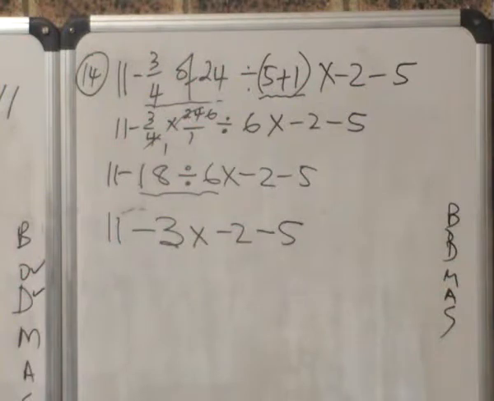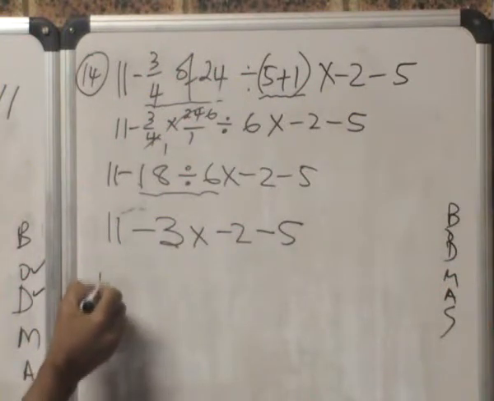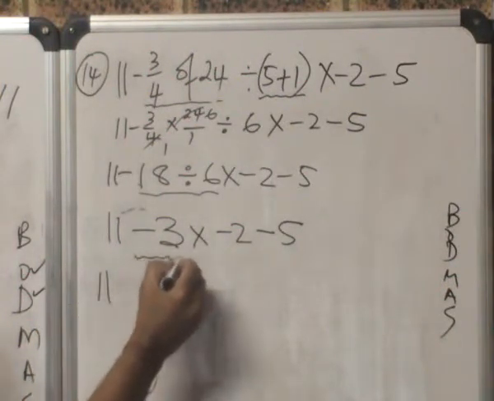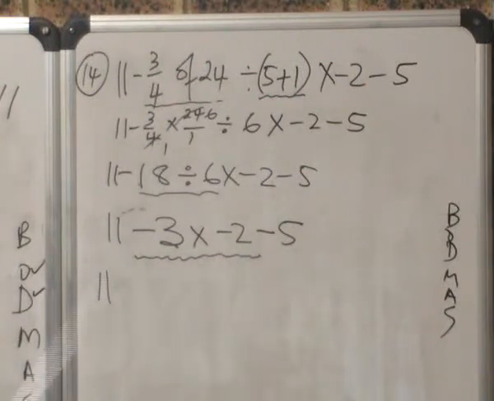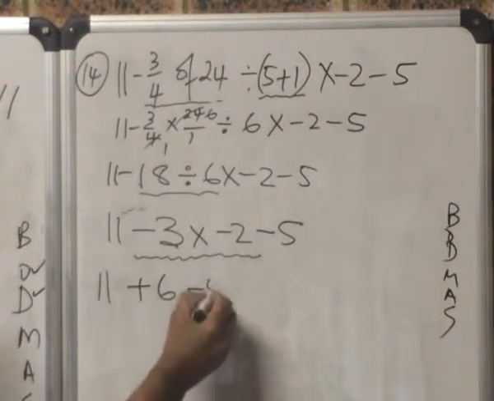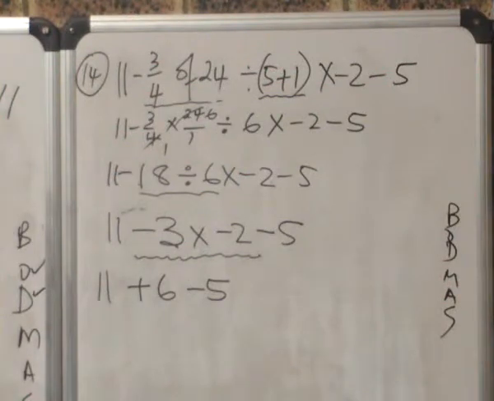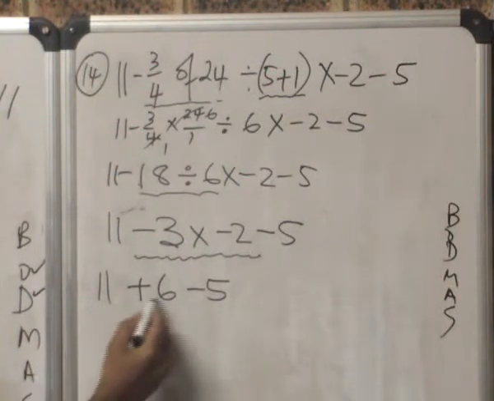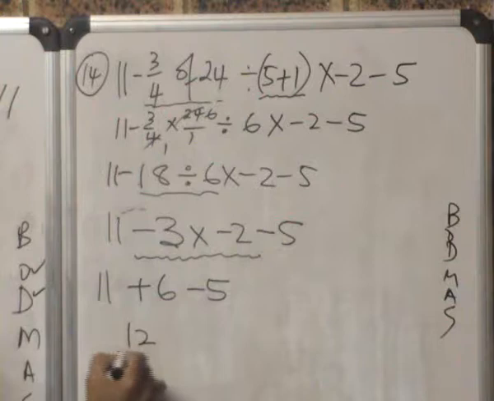Now you've got to be very careful. You see, you've got your 11 here. Here you've got minus 3 times minus 2. Okay? You've got minus 3 times minus 2, which gives you plus 6, minus 5. And then working left to right, 17 minus 5, giving you a final answer of 12.